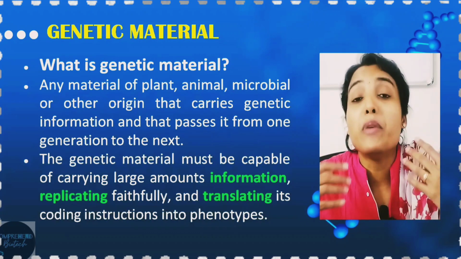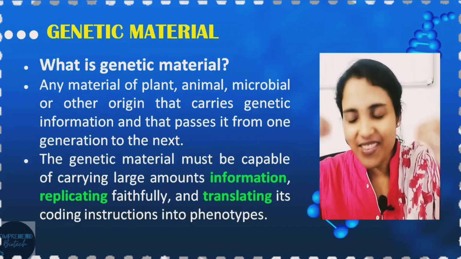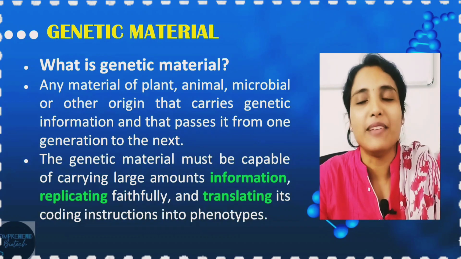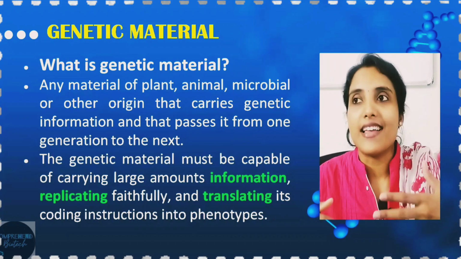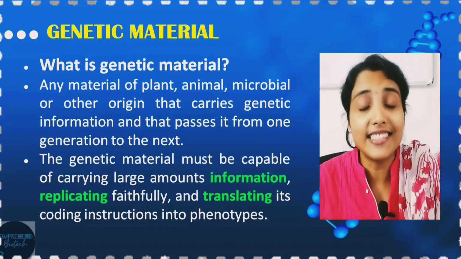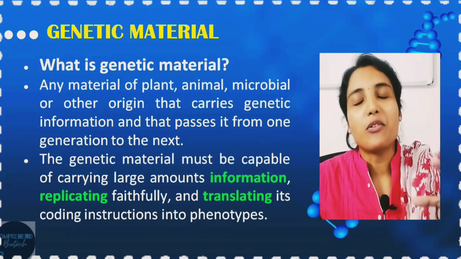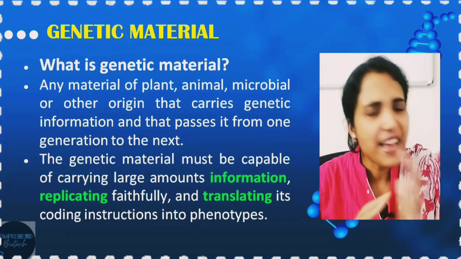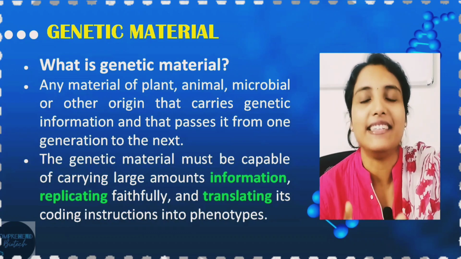First of all, it should be able to carry a lot of information, right? From everything. Just look at the example of a human being. All the information starting from how you should look and what should be your eye color, what should be your hair color, how should be your skin texture, how should your digestive system be, how should your organs function. Everything, all that information should be present inside the genetic material, right?